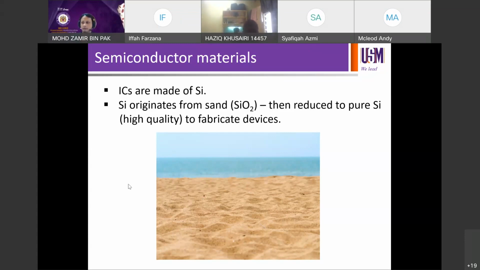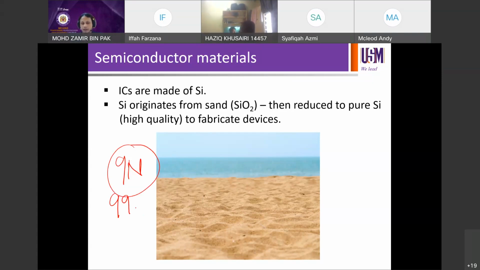Okay, and if you talk about devices based on silicon, different devices require different levels of purity. For example, a transistor needs about 9N purity level. Let me just write it down here. We're going to come back to this eventually. So for a transistor, you need 9N, which means 99.9999999%.